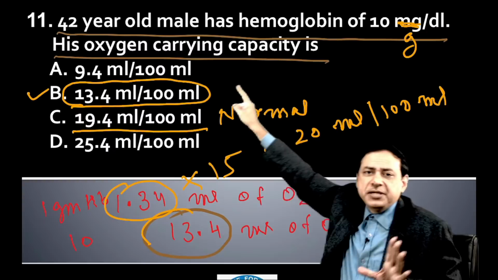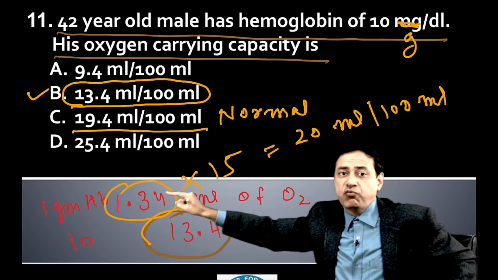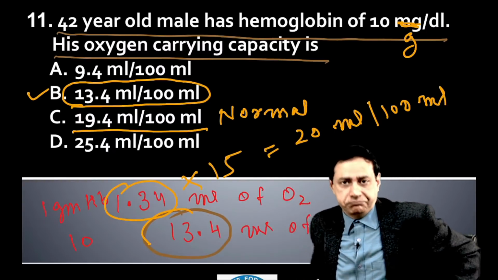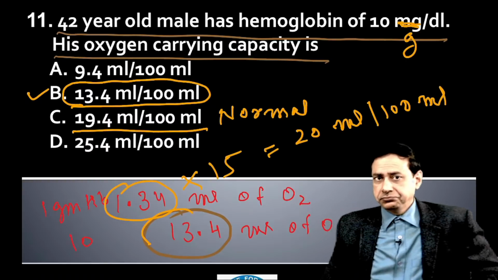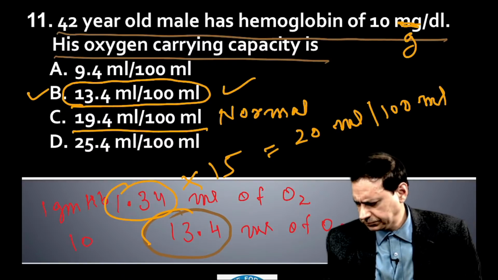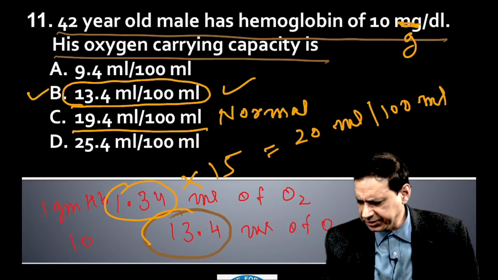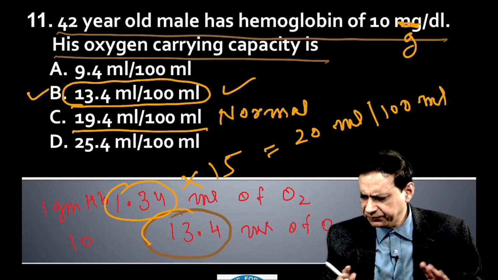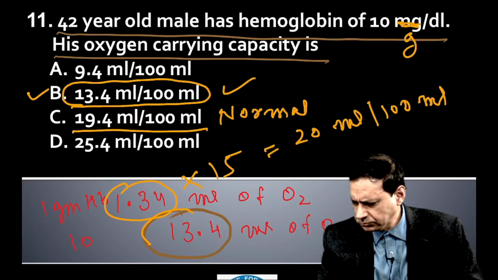So you have to simply multiply hemoglobin by 1.34. Okay, so the answer will become this. Yeah, 1.34 into 10. Very clear. So this is the formula which is used. Done?